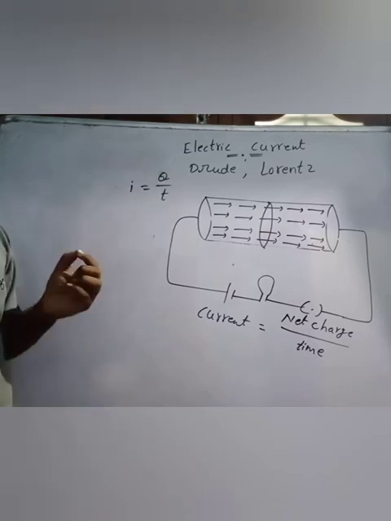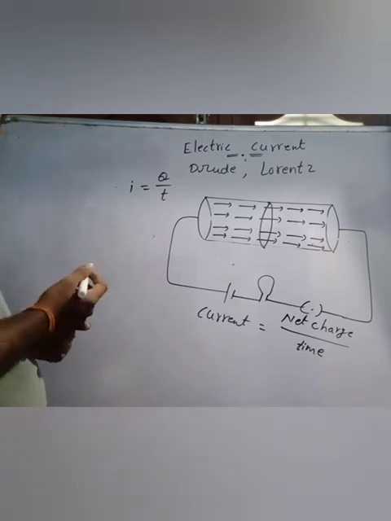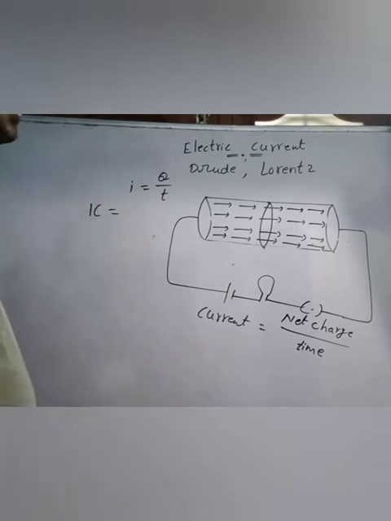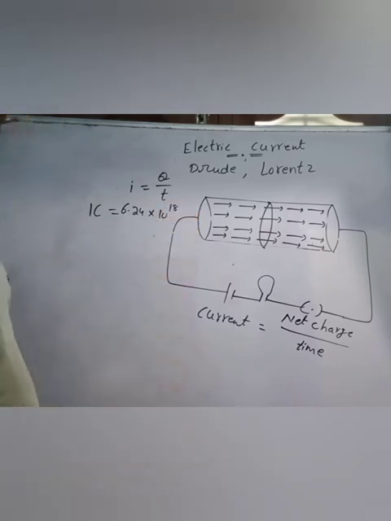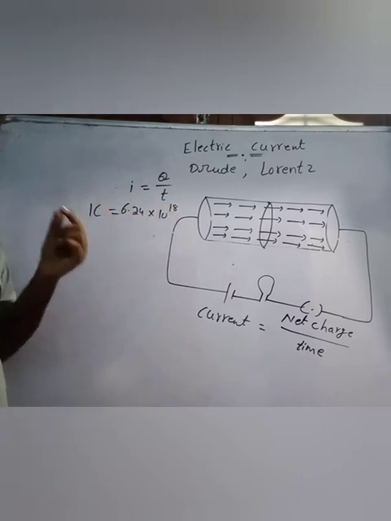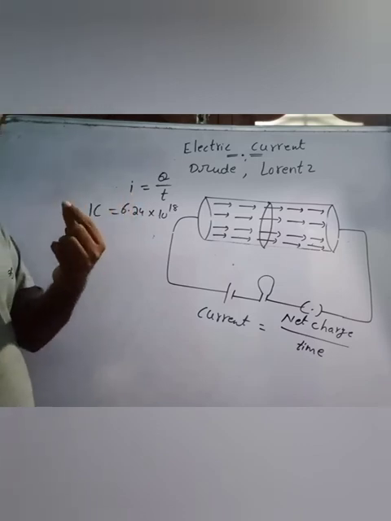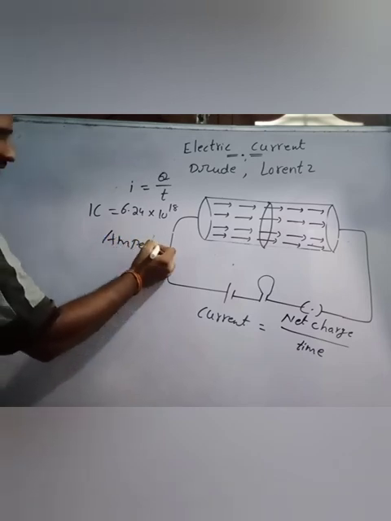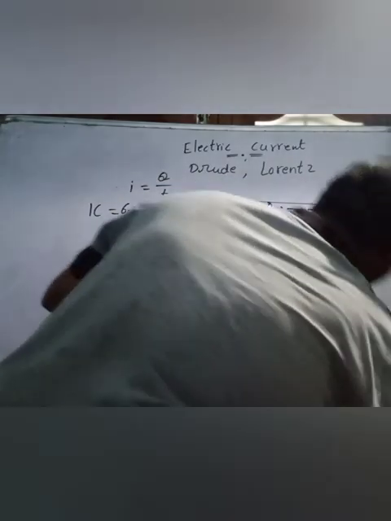Now what is charge? Charge was first introduced by Coulomb. So 1 coulomb is equal to how many electrons? 6.24 times 10 to the power 18 electrons. So charge is measured in coulombs. 1 coulomb is equal to 6.24 times 10 to the power 18 electrons. Clear, all of you? Now what is the unit for current? The SI unit for current is simply ampere. So how to define 1 ampere?